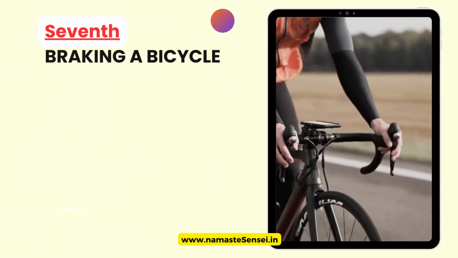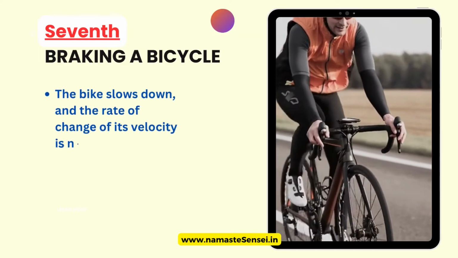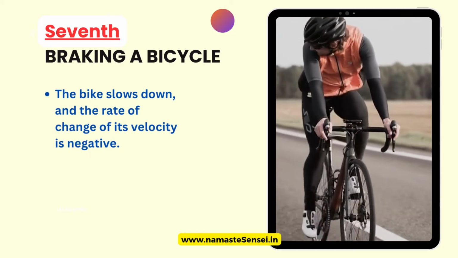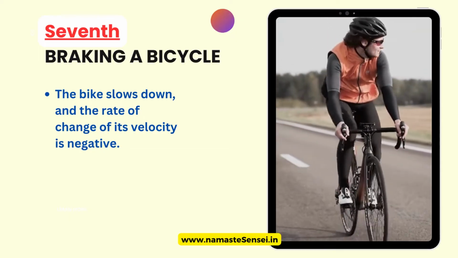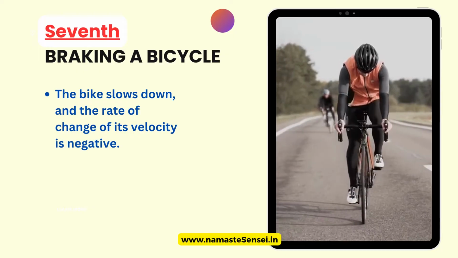Seventh, braking a bicycle. When you apply the brakes on a bicycle, the bike slows down, and the rate of change of its velocity is negative. The friction between the brake pads and the wheels resists the motion of the bike, causing it to slow down.